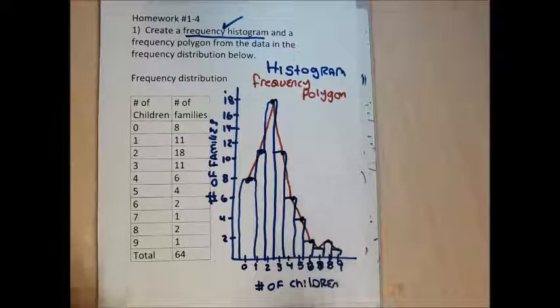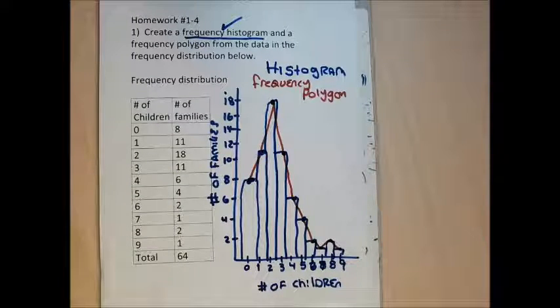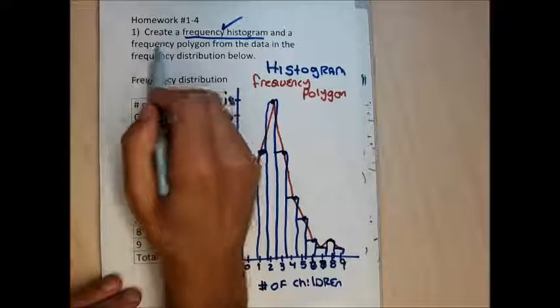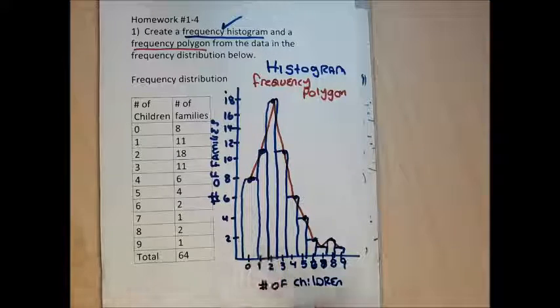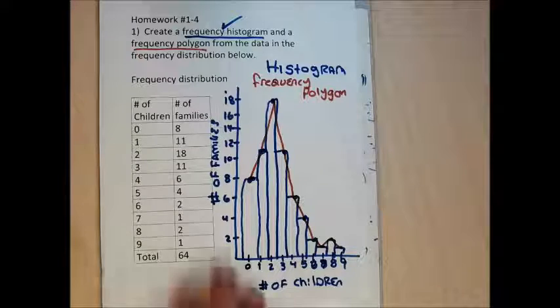I don't need rulers to do that, but I could have rulers to do that. And that's all there is. That's everything for problem 1. I've created a frequency histogram, which is a bar graph. My bars are connecting, which is hardly that big of a deal. I've got wide bars and skinny bars. I don't really care that much. And a frequency polygon, which is a line graph.